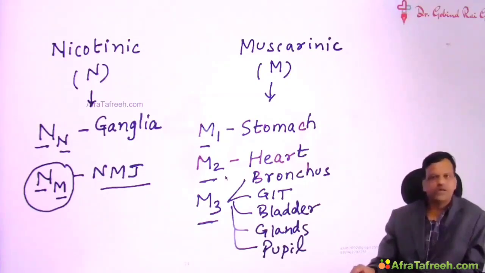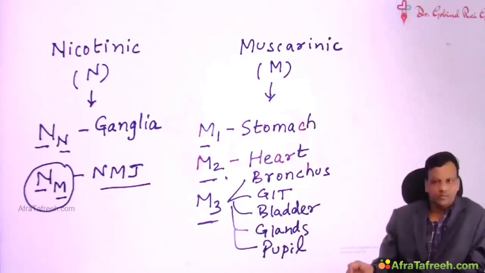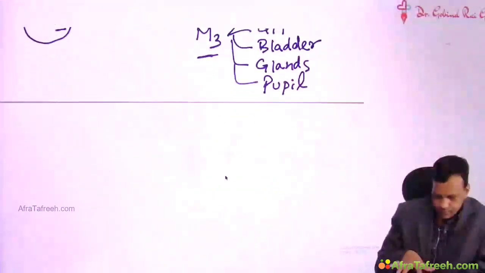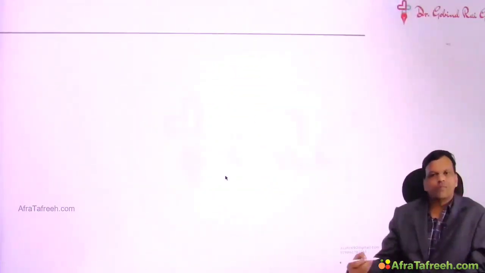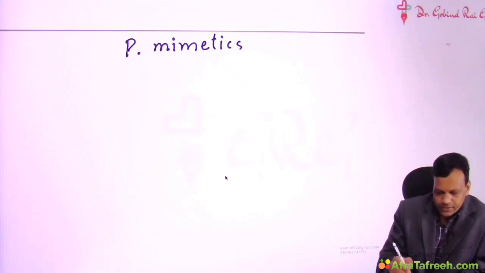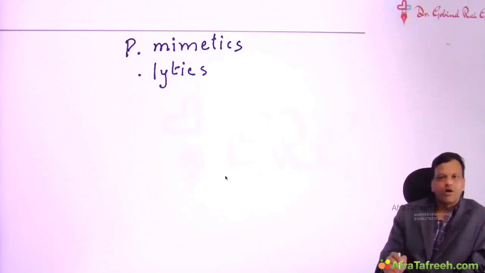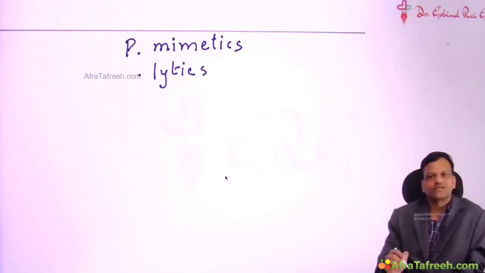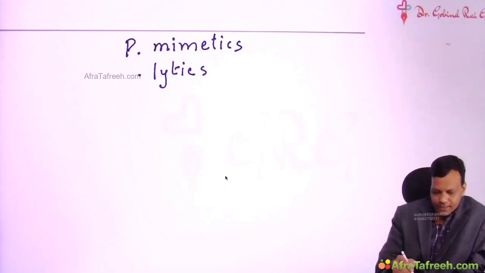So now we can safely go to drugs acting on these receptors. Now drugs acting on the parasympathetic system are divided into parasympathomimetic drugs and parasympatholytic drugs. So if a drug stimulates the parasympathetic system, it is called mimetic. If a drug blocks the parasympathetic system, it is called parasympatholytic. So we will start from the parasympathomimetic drugs.